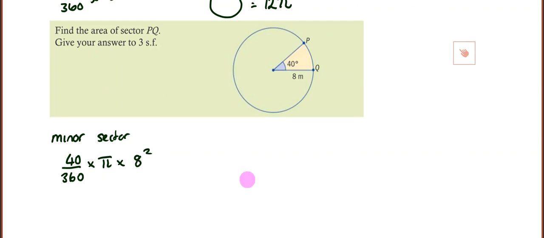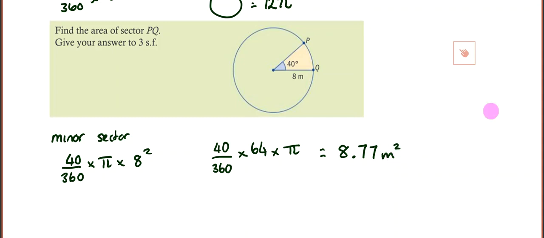What did you get? 8.6. 8.77. Yeah, but it says three significant figures, not decimal places. So 8.77 units in this case. Meters? What do you mean? It says meters squared. Square meters, not just meters. My little pickiness there, but yeah.